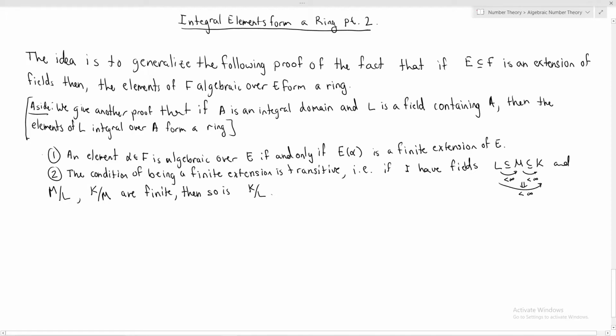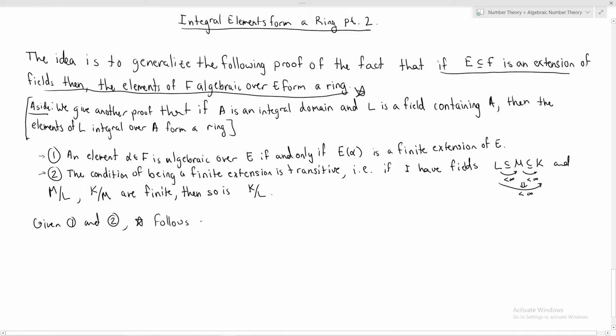So these two conditions together, basically, if I know fact 1 and fact 2, then this statement is pretty easy to prove. I'll call this underlined thing star. Given 1 and 2, star follows easily.